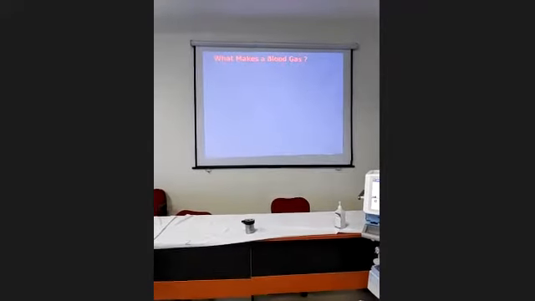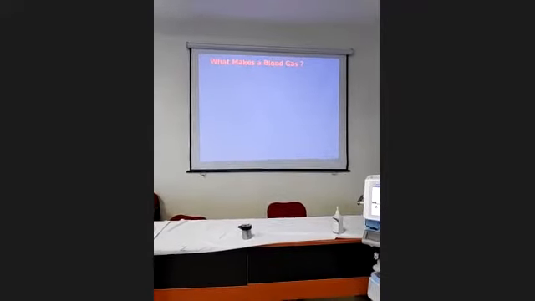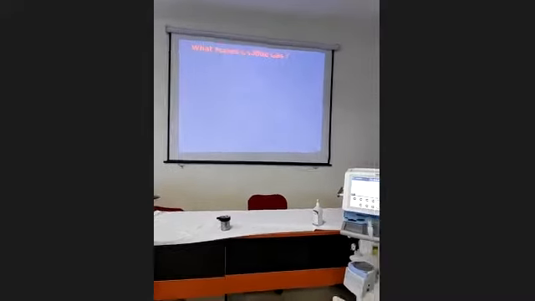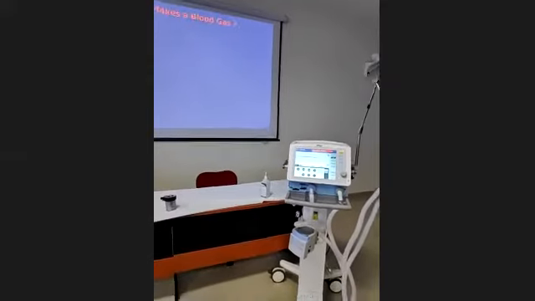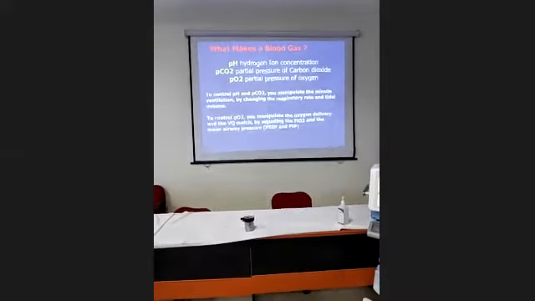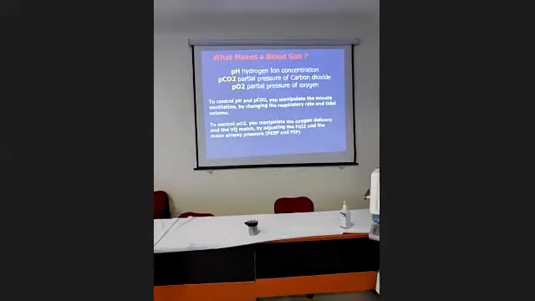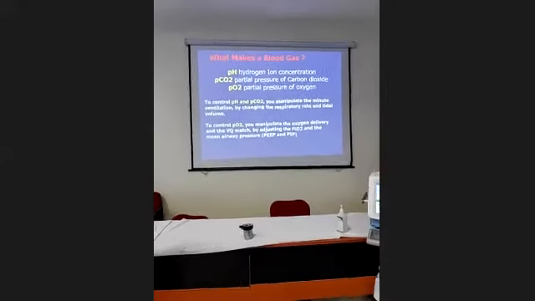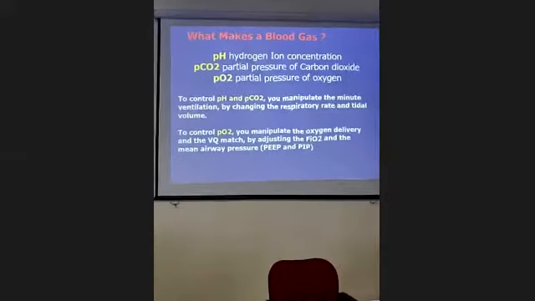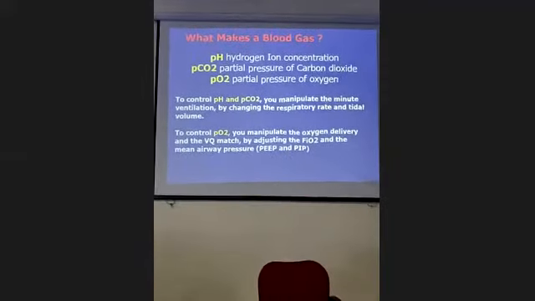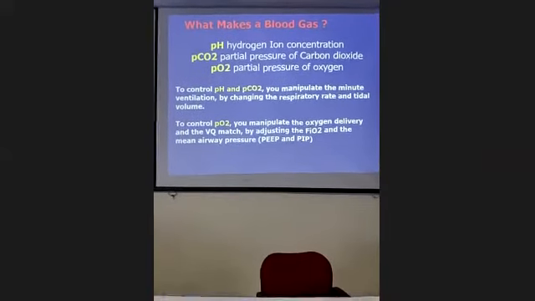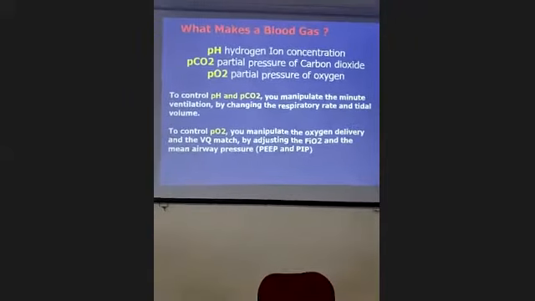So, what makes a blood gas? The next question comes, because we said the blood gas is actually the measurement of ventilation. It says whether you are ventilating properly or not. So what makes a blood gas? There are mainly three components. One is pH, that is the hydrogen ion concentration. The second is PCO2, the partial pressure of carbon dioxide, and PO2, the partial pressure of oxygen. And most commonly we also measure oxygen saturation, or you can say oxygen content.